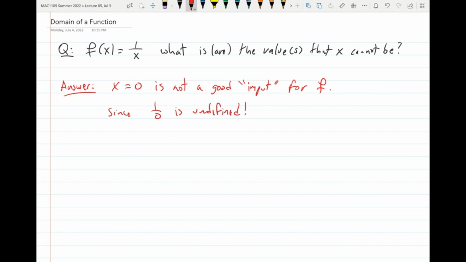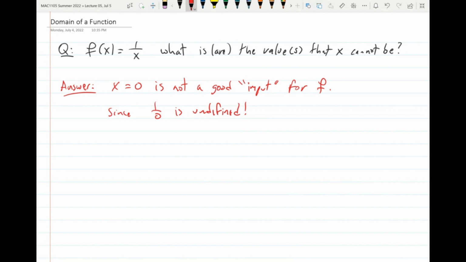Okay? So this is the kind of question that you need to ask yourself when you're trying to figure out the domain of a function. So what are the values that x, in this case x because that's the variable that we're using, but if you have another independent variable, it will be that one. So what are the good values for the input? So usually there are infinitely many good values.